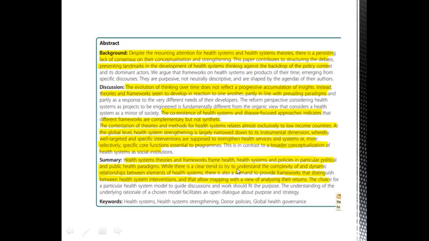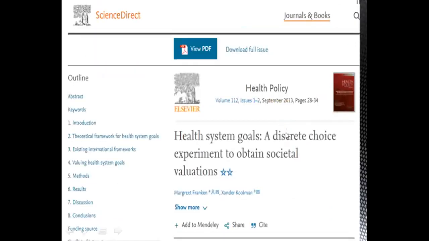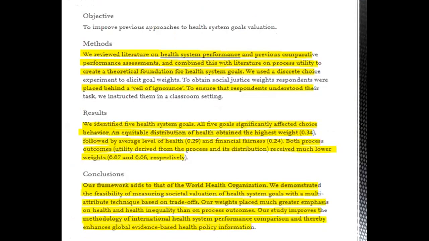While there is a clear trend to try to understand the complexity and dynamic relationships between elements of the health system, there is demand to provide a framework that distinguishes between health system interventions along with mapping and analysis of their return. According to this paper, health system goals are valued through a discrete choice experiment to obtain societal valuation. It is a literature review on health system performance and various comparative performance assessments. It identified 5 health system goals, and all 5 significantly affected choice behavior.